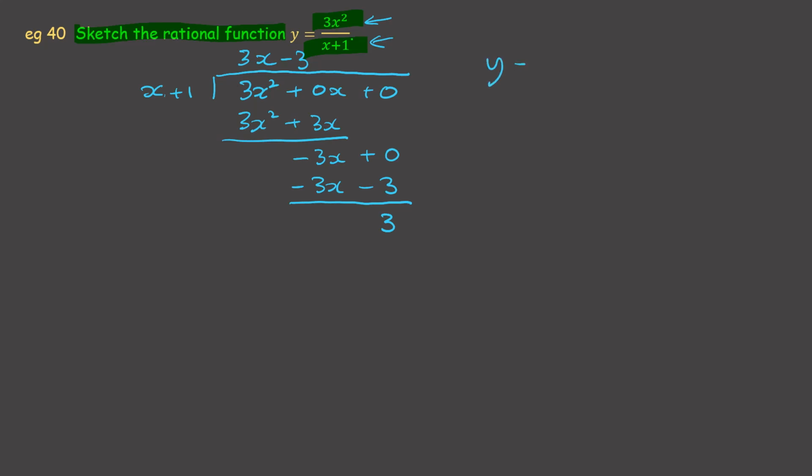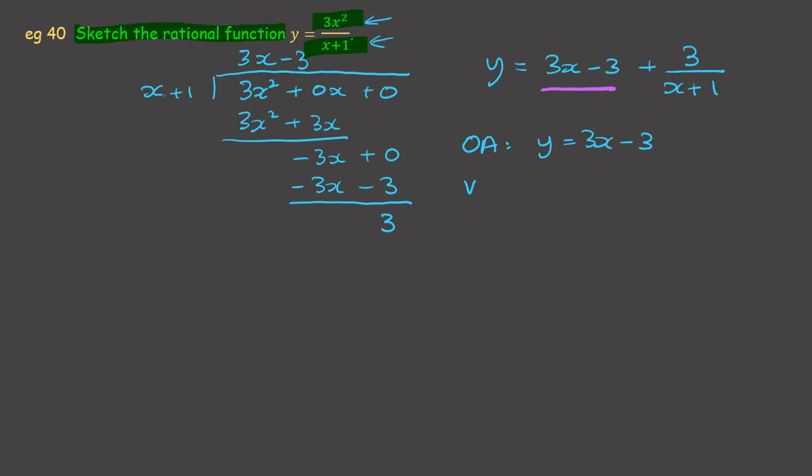So we can write y as 3x take away 3 plus the remainder 3 over x plus 1. Now this part identifies for us an oblique asymptote, y is equal to 3x take away 3. As x becomes very, very big, the fractional term would tend to 0. And that's why we get left with the 3x minus 3.